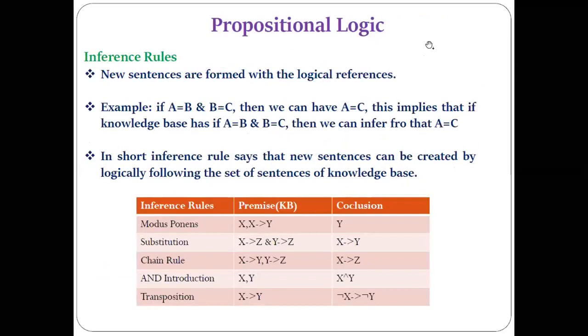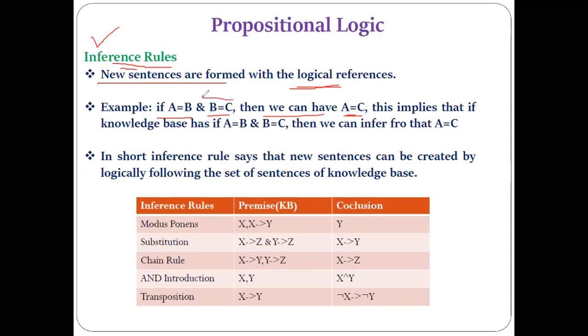another important point in propositional logic, that is the inference rules. We have already discussed what we mean by inference, where new sentences are formed with the help of logical inference. Yesterday also we saw that when you get a new sentence from old sentences and reach some conclusion, that is called inference. Suppose, for example, if A equal to B and B equal to C, then we can have A equal to C. Yes or no?